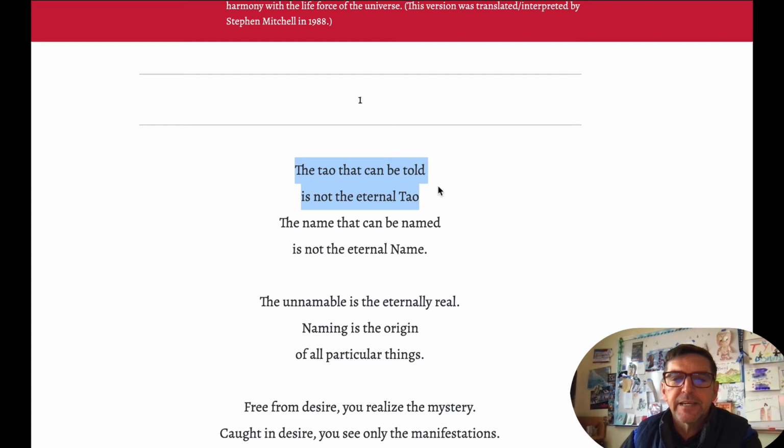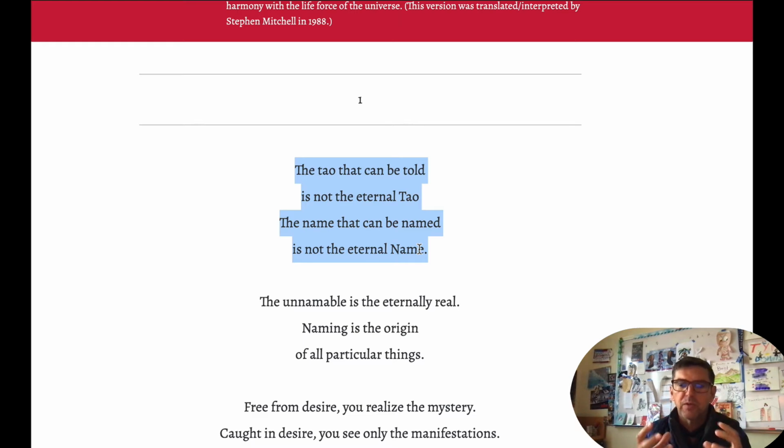So say you like this section right at the beginning. The Tao that can be told is not the eternal Tao. The name that can be named is not the eternal name. Now you're going to take that and you are going to interpret it. A lot of the ancient texts, whether it's the Bible, Buddhism, the Old Testament, the Torah, we can look at the ancient text and then we must interpret it. What do you think this means?